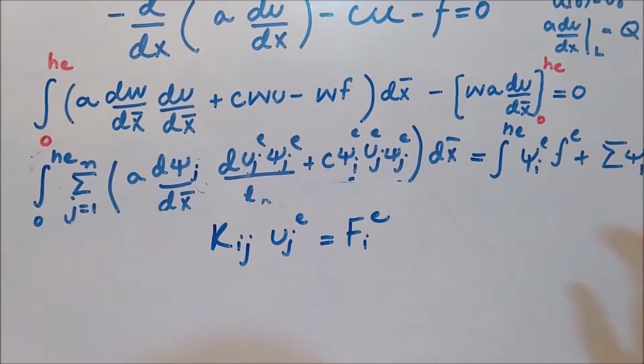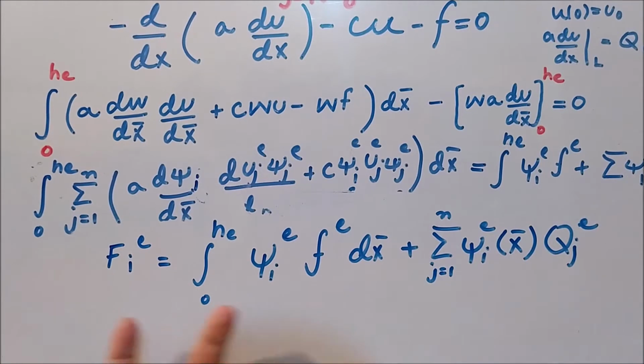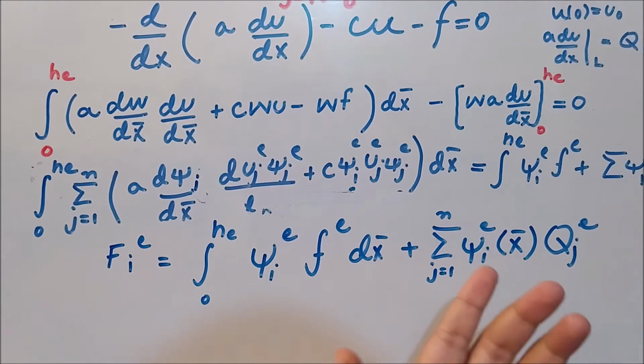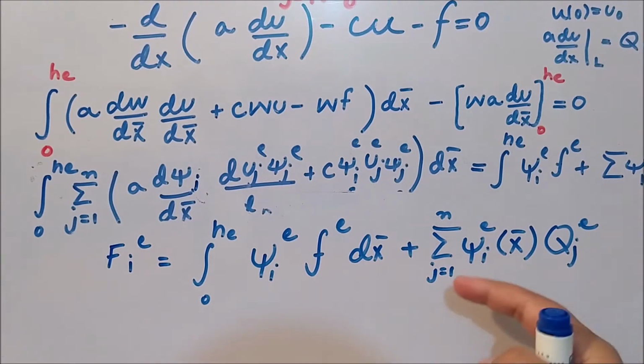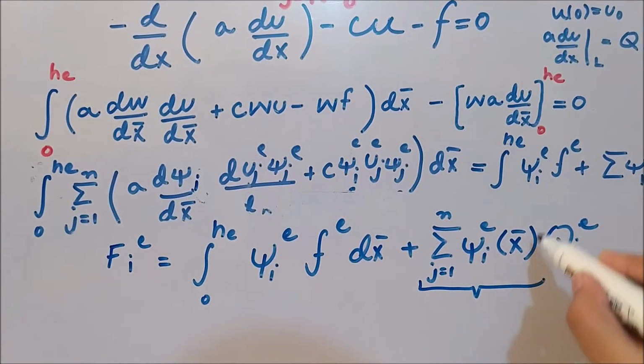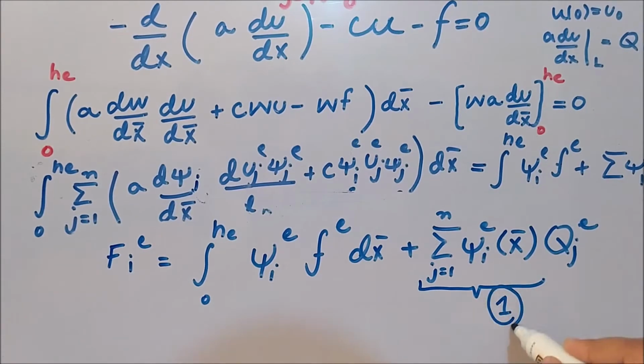So I'm going to write the detail of the force vector here. This is the force vector we have. Now this force vector has two parts, this integral and this summation part. Let's look at the summation part. Here we have the psi function, or the shape function, and we have discussed in many videos that this shape function is an interpolating function. Its property is that at a certain point, x bar, the sum of the shape functions is equal to 1.